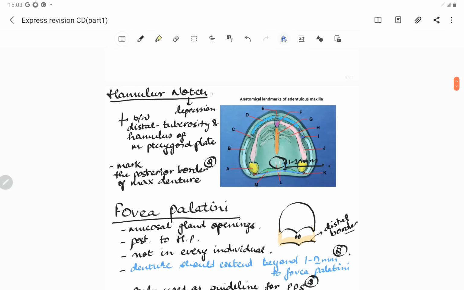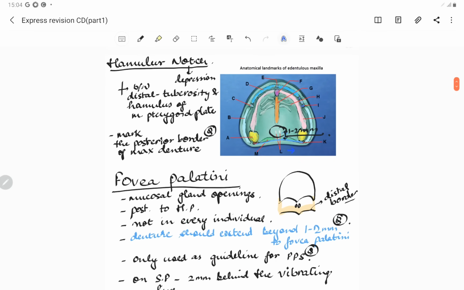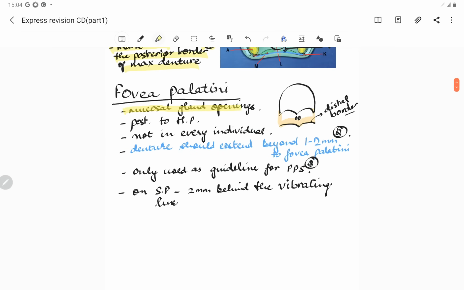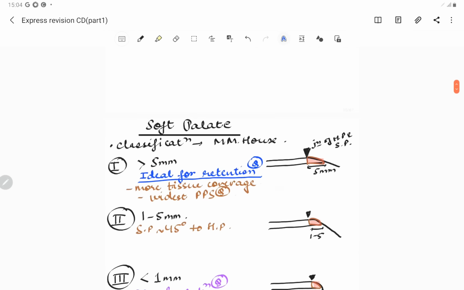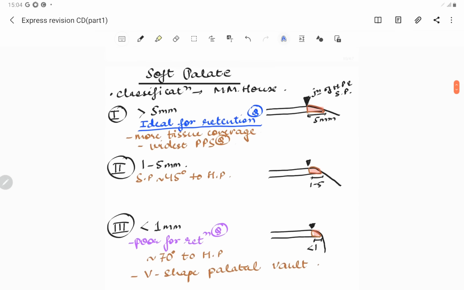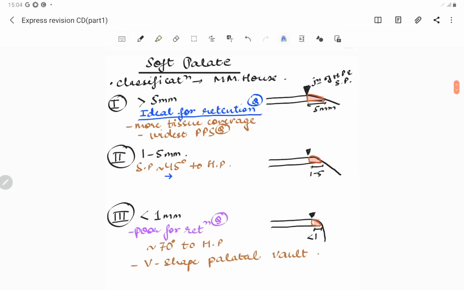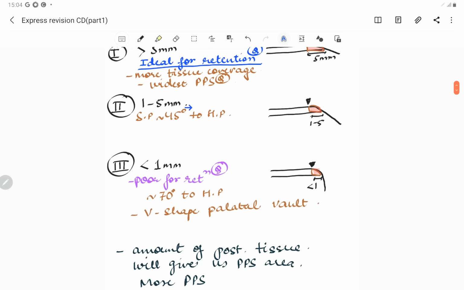Then we have got the hamular notch. The hamular notch is the notch or depression present distal to the tuberosity, and it is going to mark the posterior border of the maxillary denture. Fovea palatini are the mucosal gland openings present posterior to the hard palate, and the denture should extend 1 to 2 millimeters beyond the fovea palatini. That means the denture will end behind the fovea palatini. Then we have studied the classification of the soft palate: ideal type 1, which is more than 5 millimeters, almost horizontal. Then 1 to 5 millimeters is type 2, and the angle is 45°.